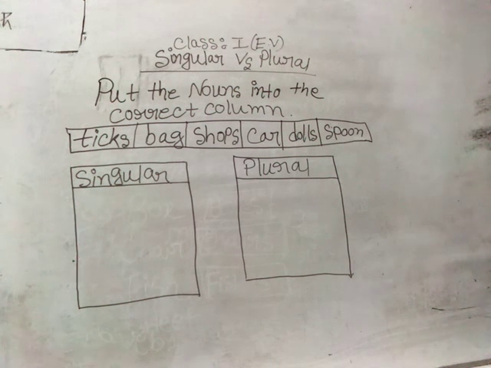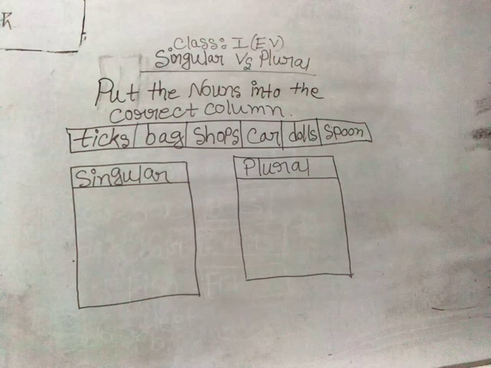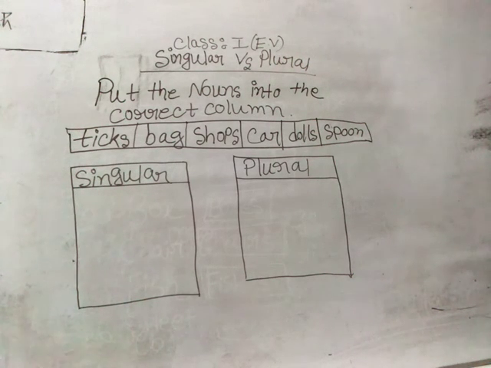Please, starting with ticks, T-I-C-K-S. Our first answer is ticks. In which column should I put ticks? Remember, T-I-C-K-S, S at the end of the word. It refers that it should be in the number 2 column, that means in the plural column. Please mention the ticks in the plural column. So the very first word ticks is there in plural column. So number 1 is done.